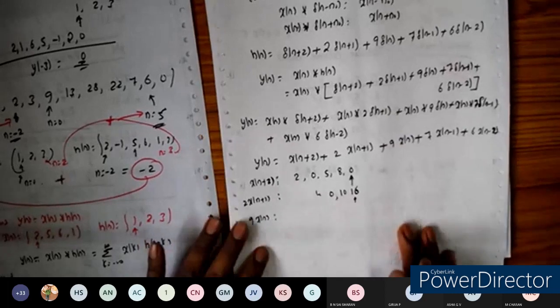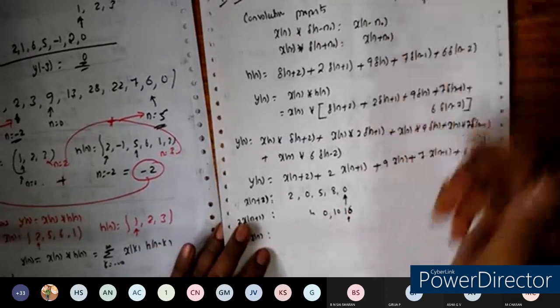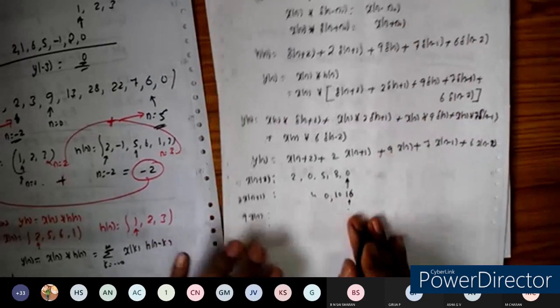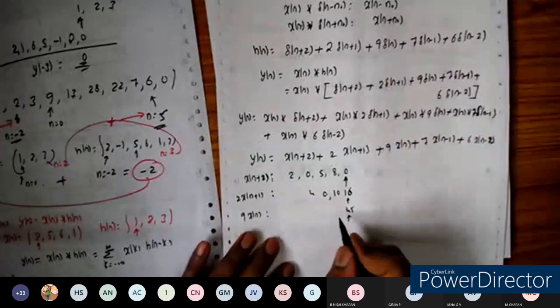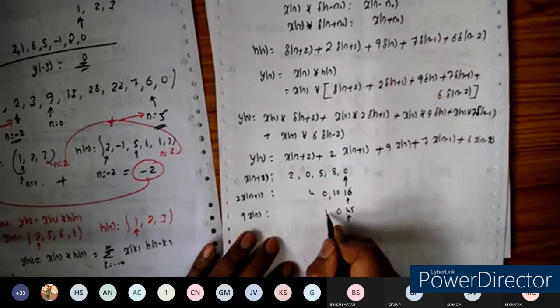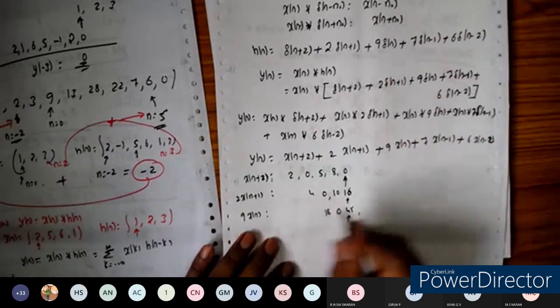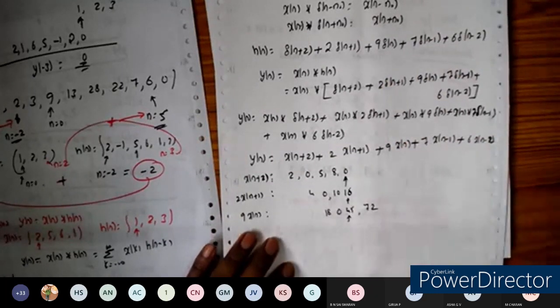9 into x of n. So you must scale the x of n by the 9 here. So 5 9s are 45. So I'm going to multiply for the 10 is equal to 0. Next 9 2s are 18. Next 9 8s are 72, we will get.